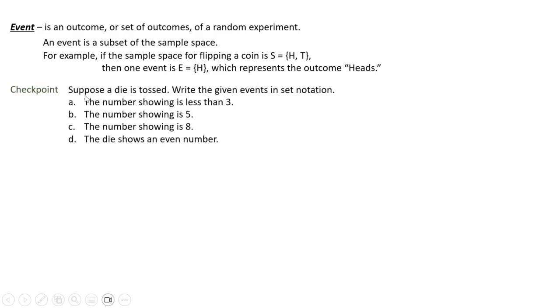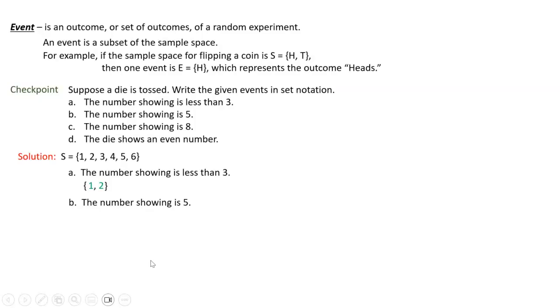Checkpoint. Suppose a die is tossed. Write the given events in set notation. The number showing is less than 3. This is my sample space: 1, 2, 3, 4, 5, 6 for tossing a die. For part A, the number showing is less than 3. It's going to be the set {1, 2}, and that's it, because it's saying less than 3. For part B, the number showing is a 5, so it's going to be the set with only the element 5.